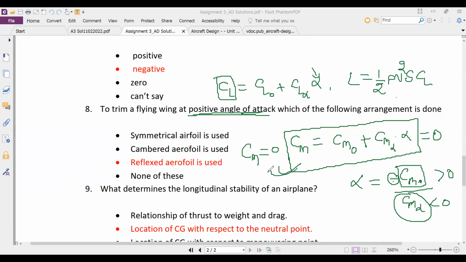Now you can ask the question, where are these contributions coming from? For that, in the last class, I showed the equations for Cm naught and Cm alpha, and how they are fundamentally derived for the wing, for the tail, and for the combination of both. So you can go back to those previous videos and understand this equation more clearly. But this is the fundamental idea: you want alpha positive, so Cm naught has to be positive.